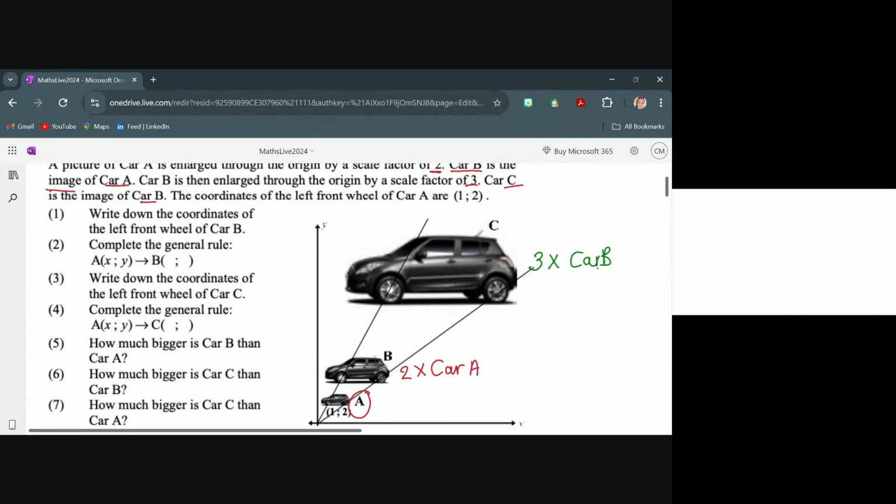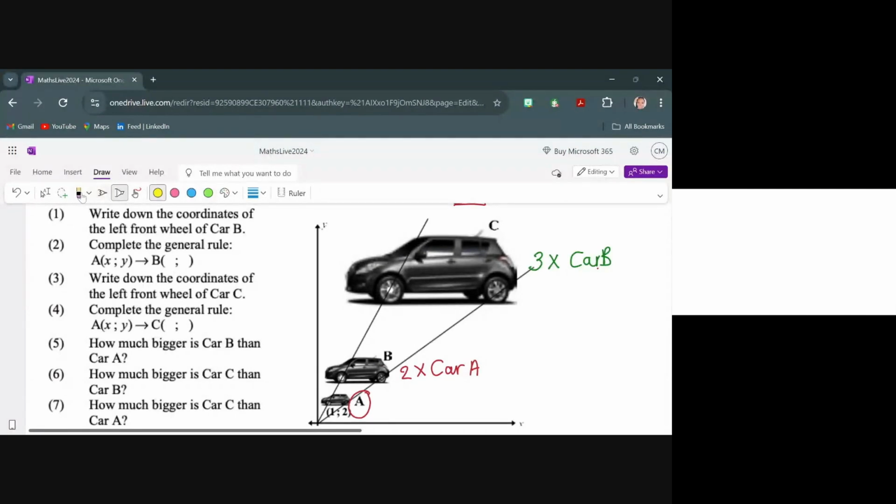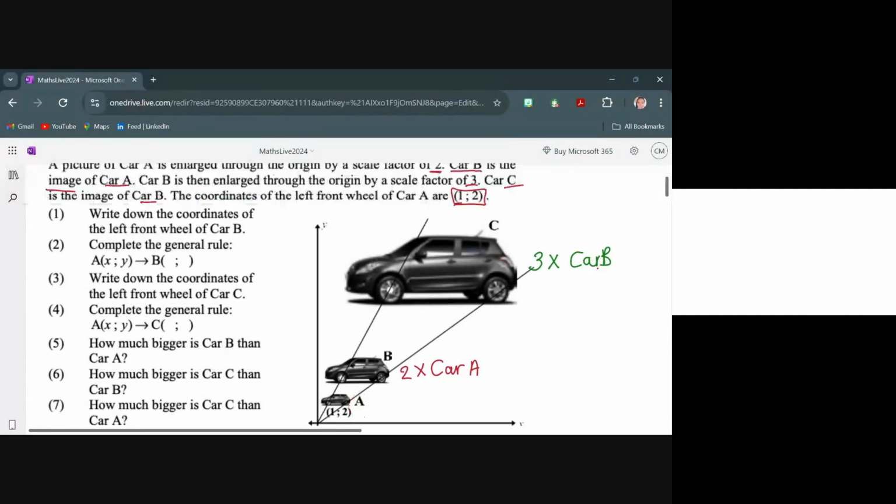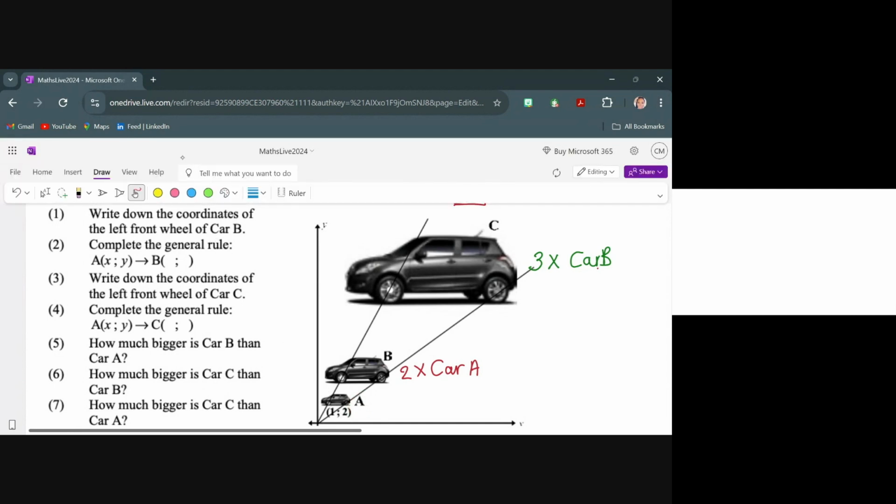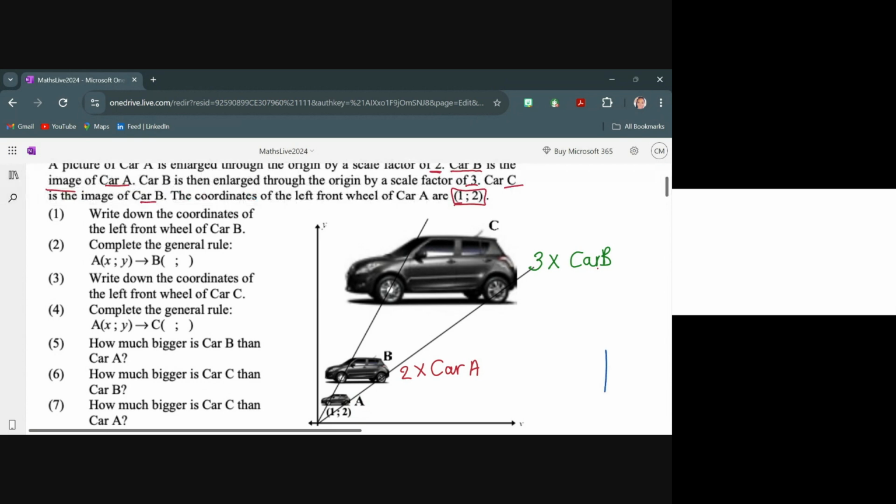All right, so let's look at the information that we've been given. It says the coordinates of the left front wheel of car A are 1 and 2. Now, if we've learned our coordinates when we were learning coordinate geometry and we were learning about X and Y, we know that this one down here, this one is our X value.